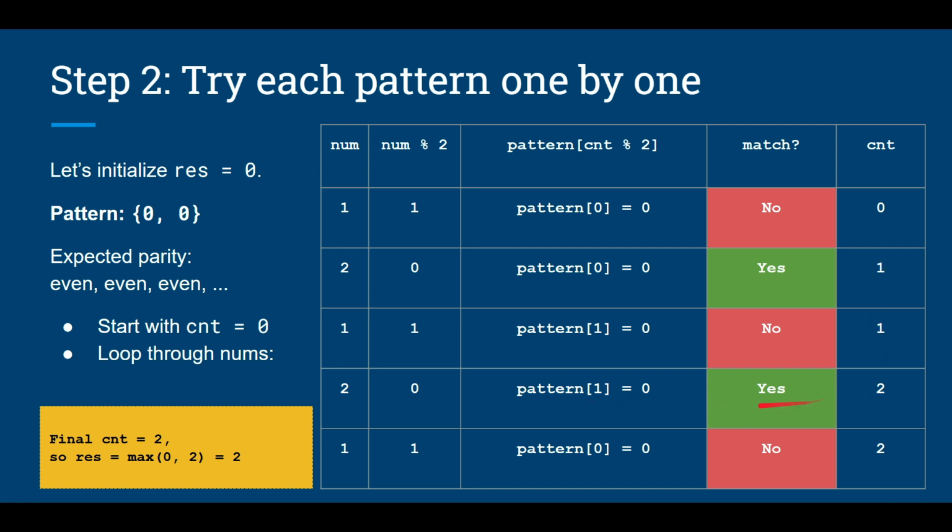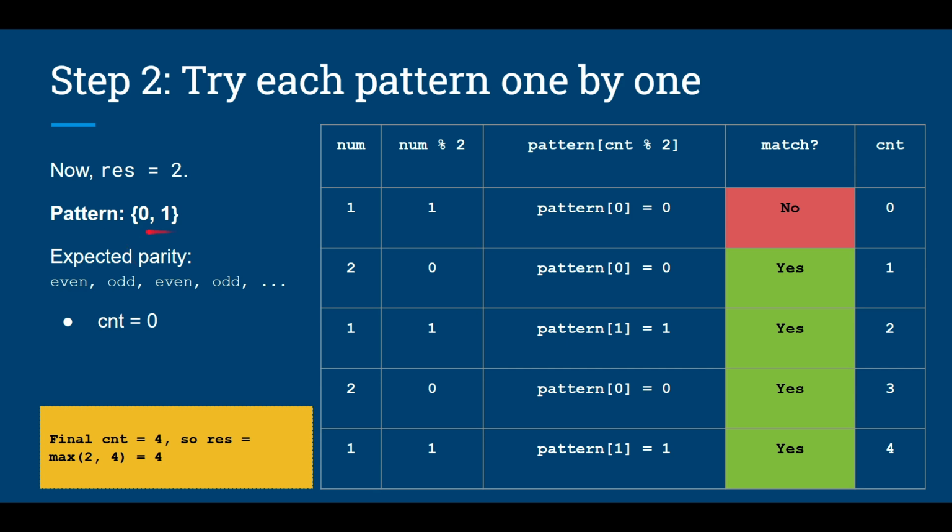Similarly, when we move to the next one, it is coming yes, so the previous value of the count is 1, increase by 1 more. And if it is not matching, we'll keep the previous one. So finally you have the count 2, and so what will the result be? Max of the previous value, which is 0, and the current value 2, which is the final result: 2.